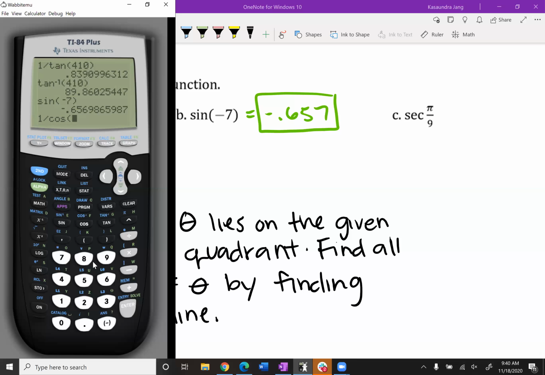So this is the reciprocal of cosine, and I'm going to do my pi over 9. Notice I did not use a rounded pi. I didn't do 3.14 over 9. I used my pi button over 9. Okay. Is this what you guys got? No? 1 point, I'll go with 3 decimals, 1.064.